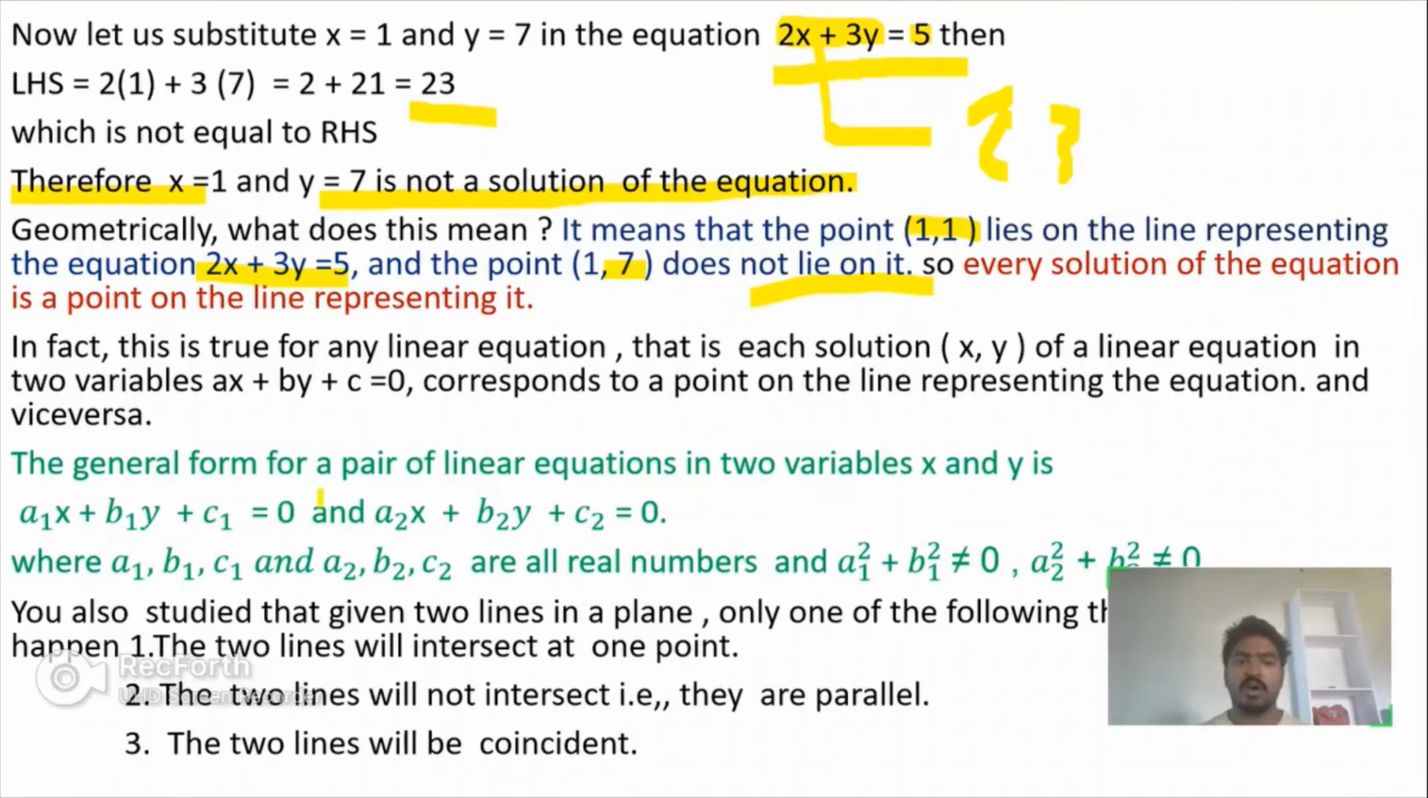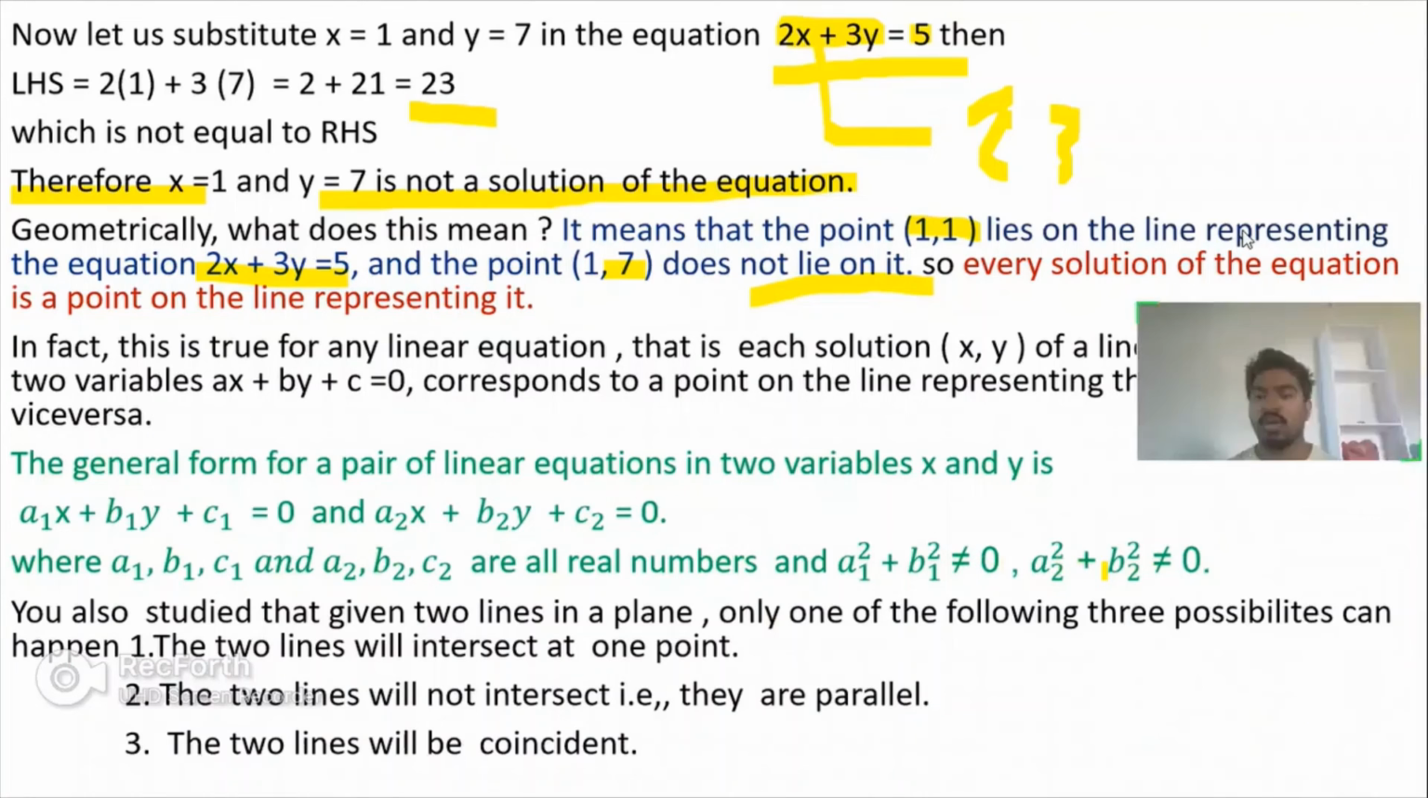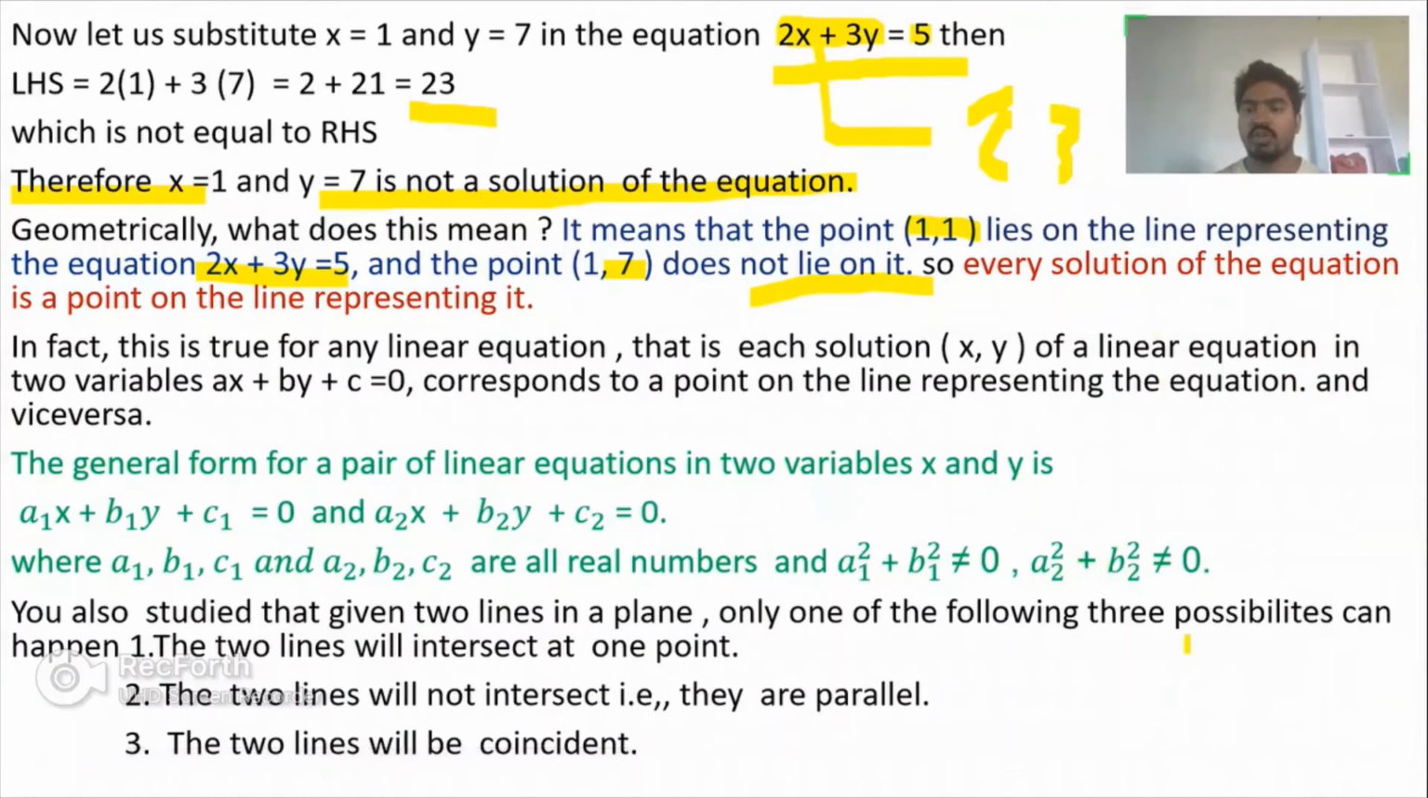The general form for a pair of linear equations in two variables x and y is a1x plus b1y plus c1 equals 0 and a2x plus b2y plus c2 equals 0, where a1, b1, c1 and a2, b2, c2 are all real numbers, and a1 square plus b1 square is not equal to 0 and a2 square plus b2 square is not equal to 0.